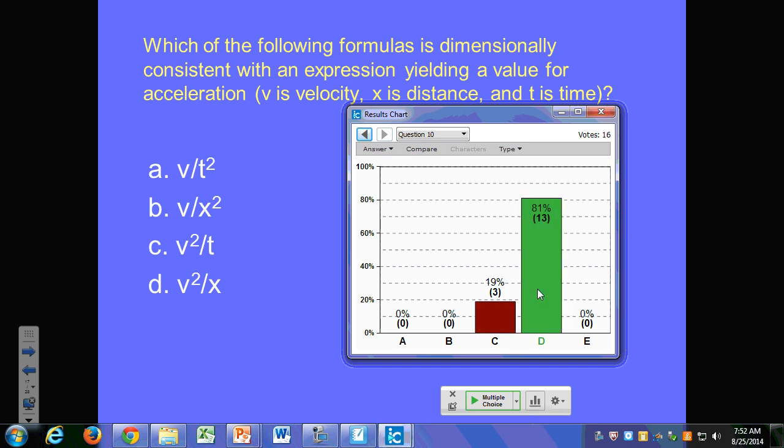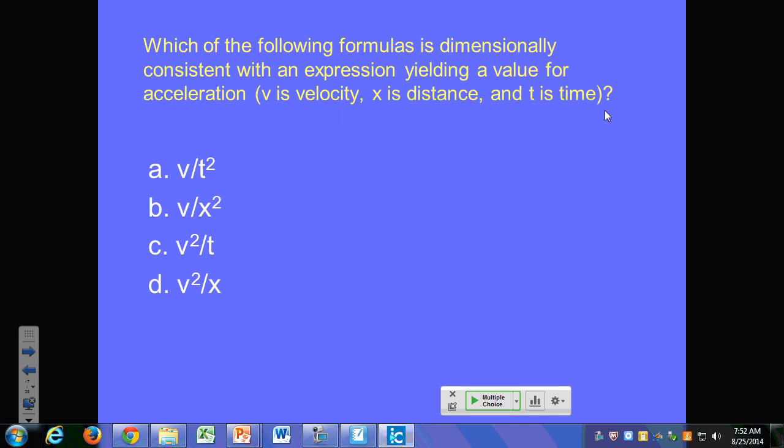Alright, D is the right answer. I just put in our units, so V is meters per second, but it's squared, so it's meters squared per second squared, and then X is meters, so that's 1 over meters. And so that cancels with that, and leaves me with meters per second squared. But C, let's just go ahead and do C, I'm not going to do them all, but C is meters squared per second squared, like that. But then the time looks like this, which leaves me meters squared per second cubed, which is not an acceleration. I don't know what that is, it's something else.